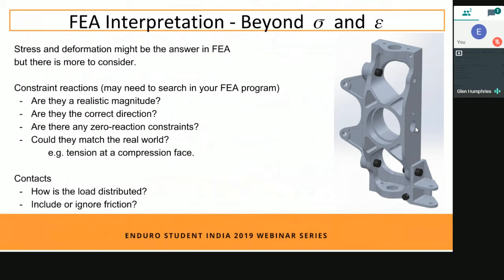For example, constraint reactions. So when we put our component into FEA, we constrained it at certain points and we loaded it at other points. Now, we might have put a lot of thought into our loads and maybe a lot of thought into how our constraints are set up, whether they're fixed or allowed to rotate or translate or whatever. But the constraint reactions basically form the other half of our equation. And any FEA program should be able to give you values for what the constraint reactions were.